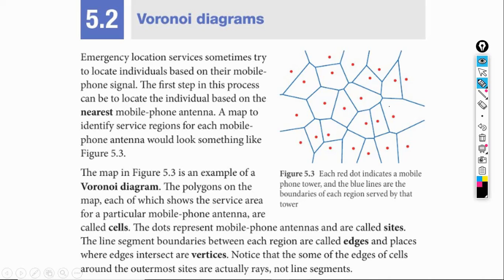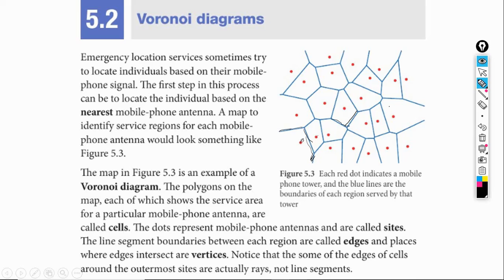So in this case, each red dot that you can see here is a mobile phone antenna tower. And the blue lines are the boundaries of each region served by that tower. So these are the boundaries, as we can see. So this is an example of what is called a Voronoi diagram. The polygons on the map, each of which shows the surface area for a particular mobile phone antenna, are called cells. So these are called cells.